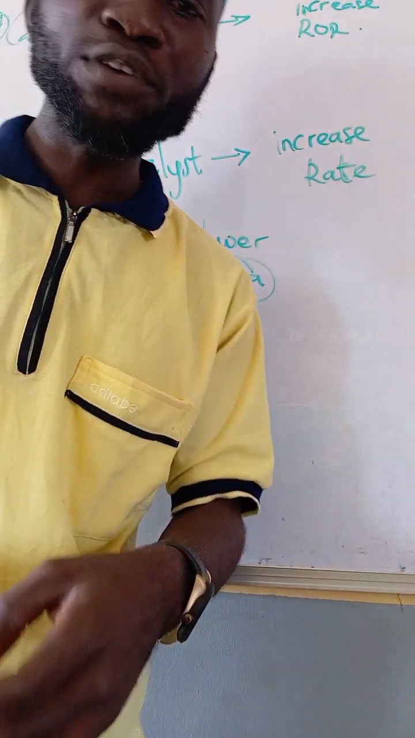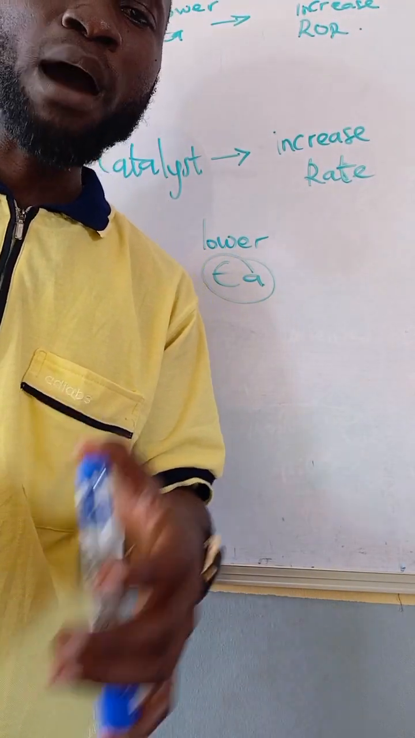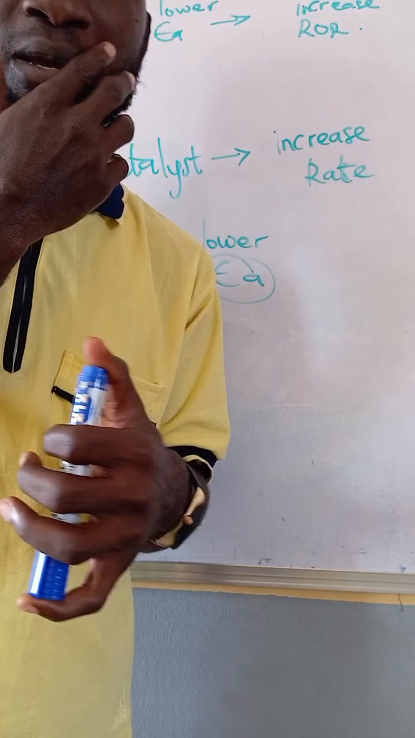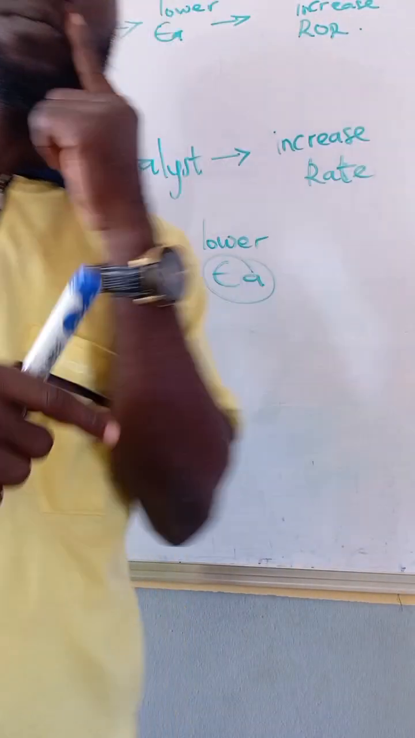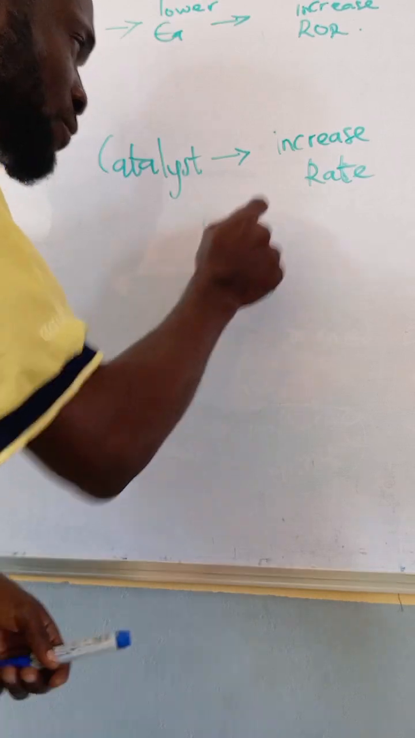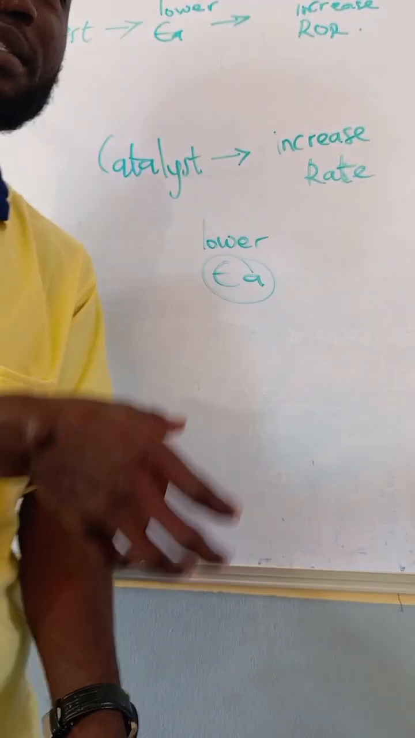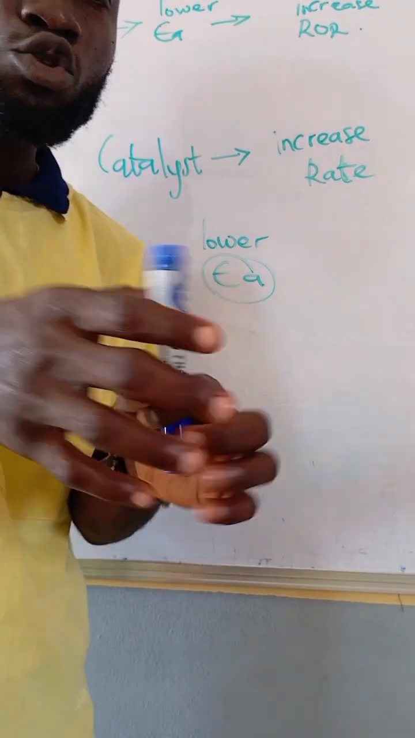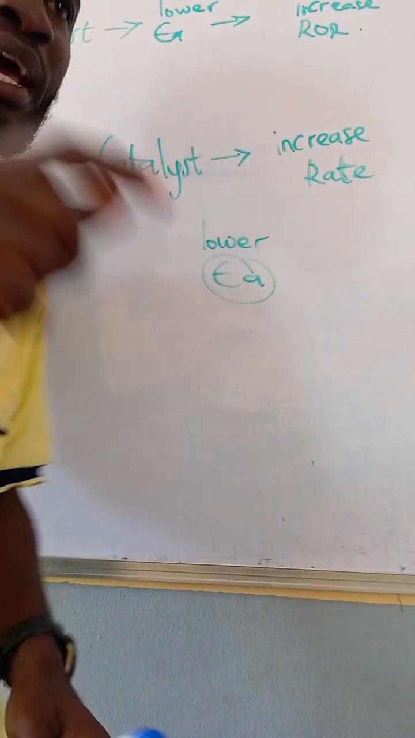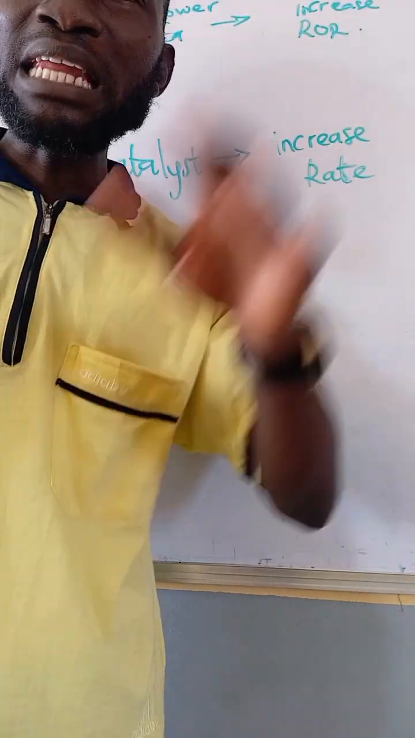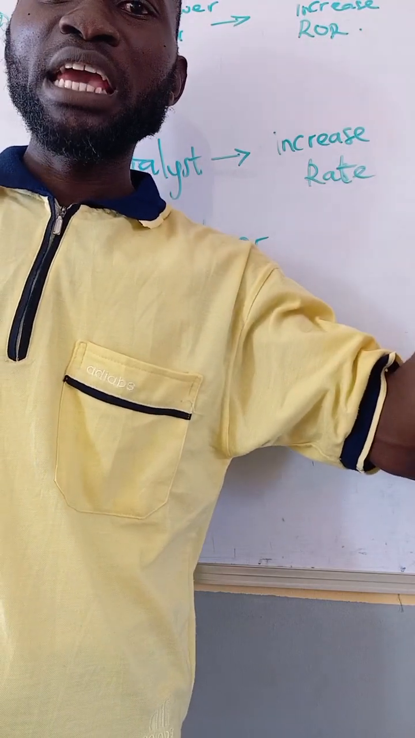Now don't forget that activation energy is the minimum amount of energy, the smallest, that a reacting species needs for reaction to happen. Now, if catalyst is coming in to find shortcuts for reaction to happen, it means that it is finding a way around this activation energy.